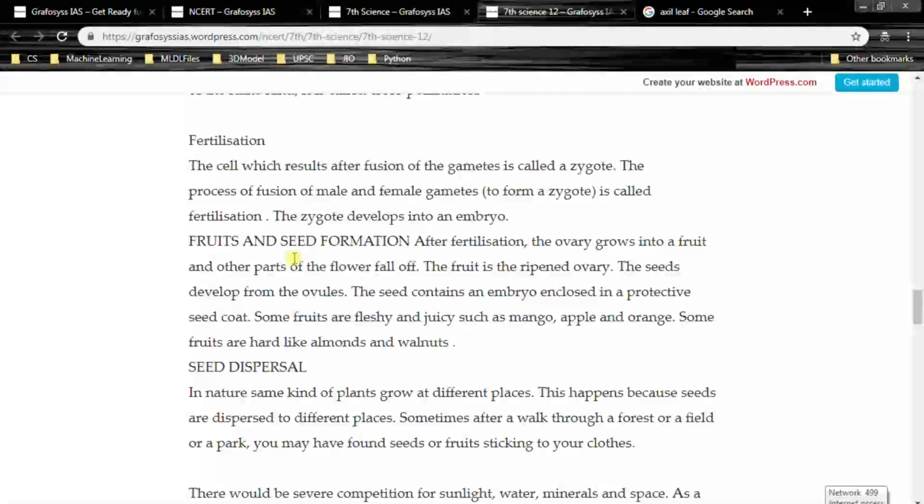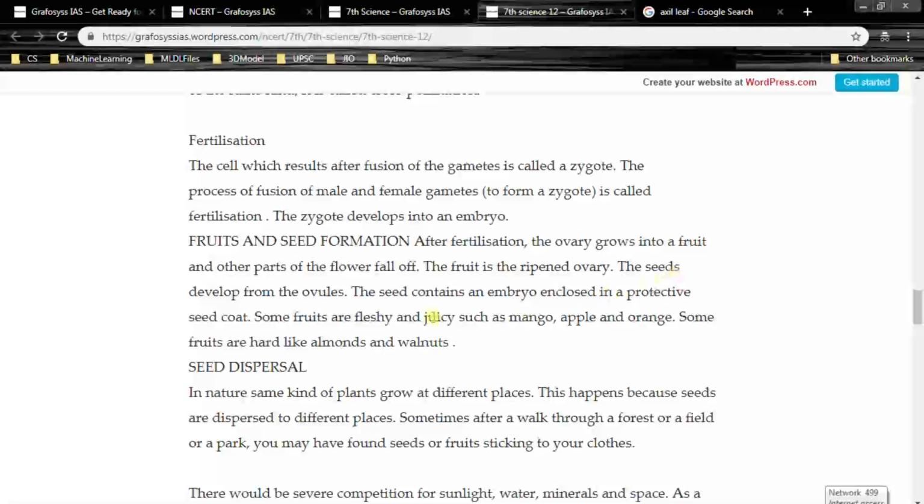Later after fertilization, the ovary grows into fruit and the other parts of the flower will fall off. The seeds develop from the ovules. The seed contains an embryo enclosed in a protective seed coat. Some fruits are fleshy and juicy, such as mango, apple and orange. Some fruits are hard, like almonds and walnuts.